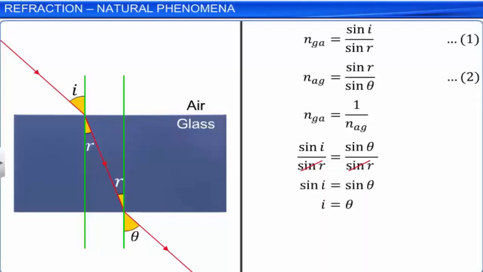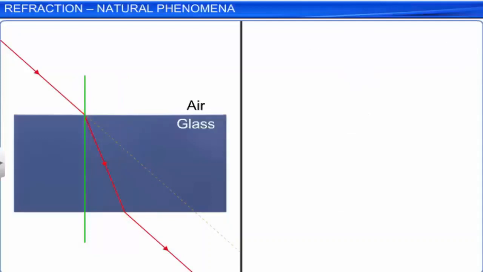But note that the light ray has displaced laterally from its original path. The perpendicular distance between the incident ray and the emergent ray is known as lateral shift. The value of lateral shift depends on certain factors like angle of incidence, thickness of the glass slab, refractive index of the medium, and wavelength of the incident ray.